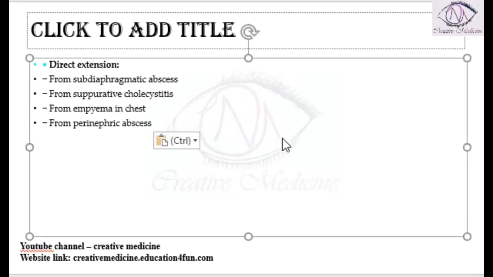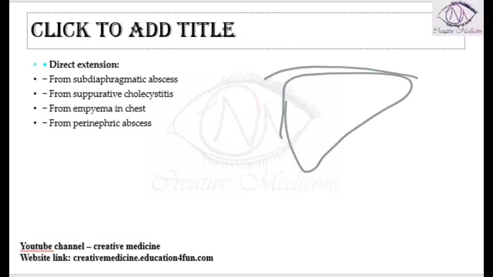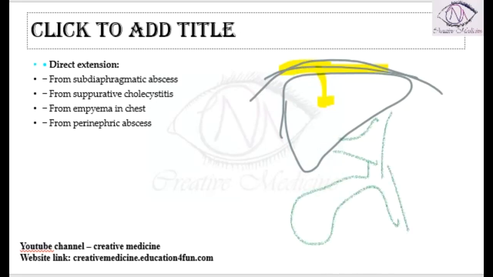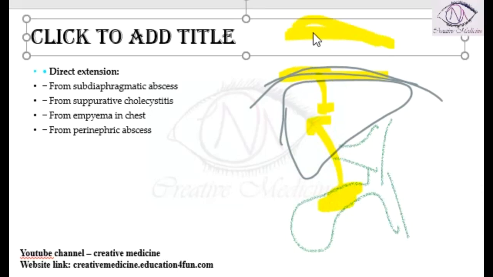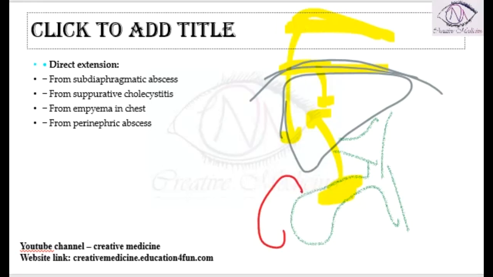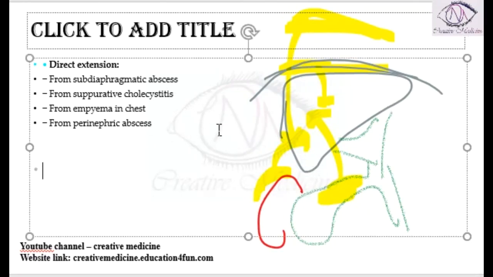If you look at direct extension, if there is a subdiaphragmatic abscess, an abscess below the diaphragm, from there it can spread into the liver. Or if there is a suppurative cholangitis, an infection of the bile duct, from there it goes into the liver. Or if there is an empyema in the chest, it can go to the liver. Or if there is a perinephric abscess around the kidney, it can go into the liver. So these are the direct extensions of pyogenic liver abscess.